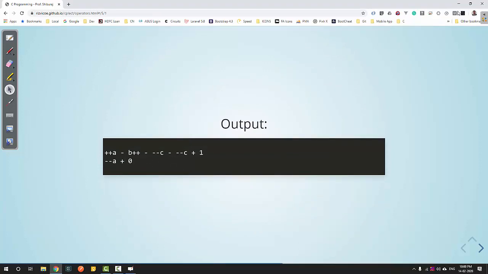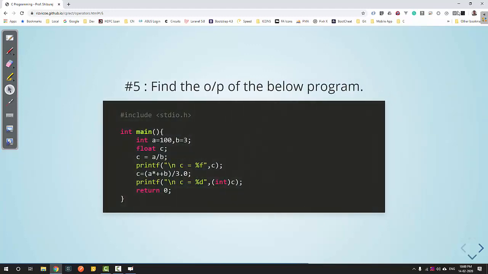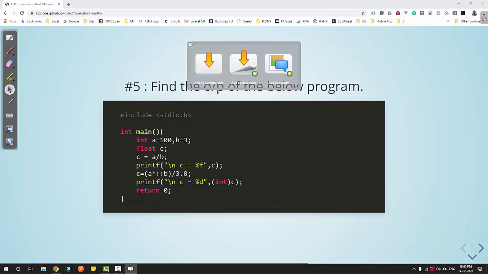So let us take another problem. Now in this problem, this is going to be a little more complex than the previous one. So here multiple things are going to be tested about operators. So let us take this inside our board.